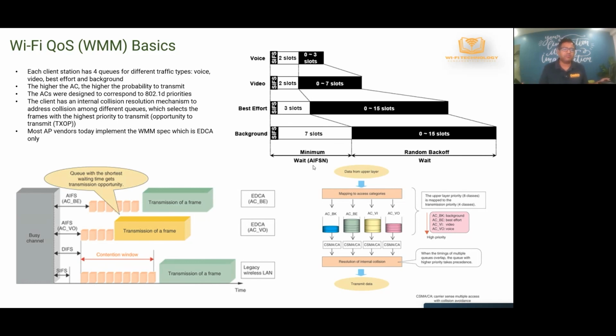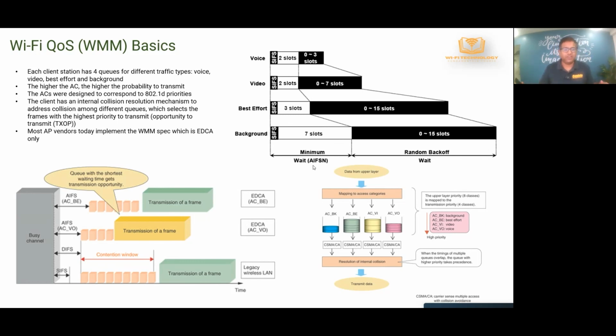The other factor is the contention window size. So when you're doing this random backoff, for the higher priority traffic, you pick a random number from a smaller range, a smaller contention window, and for lower priority traffic, you pick a random number from a larger contention window.